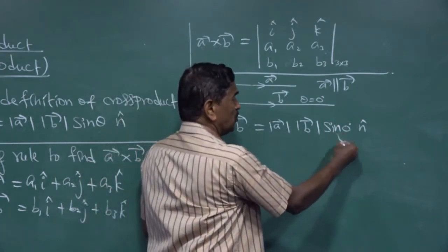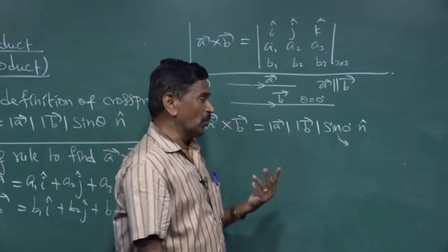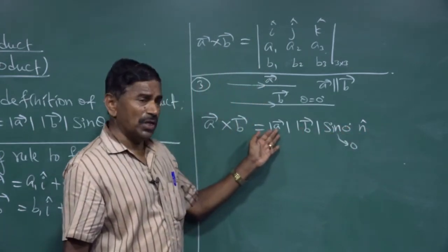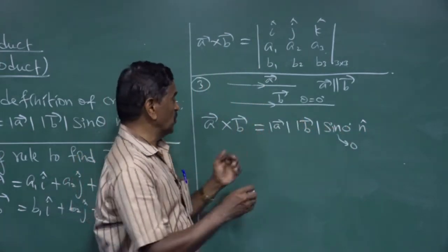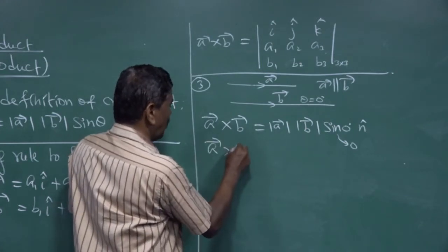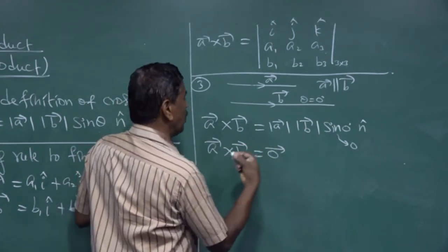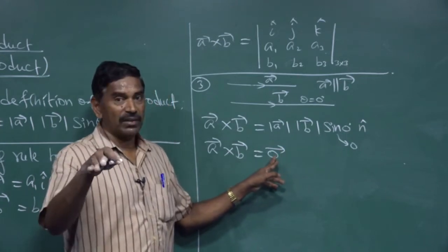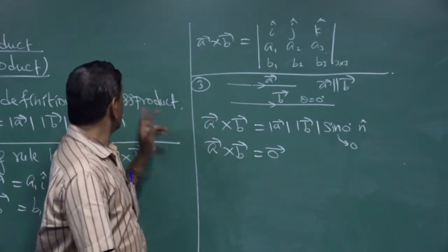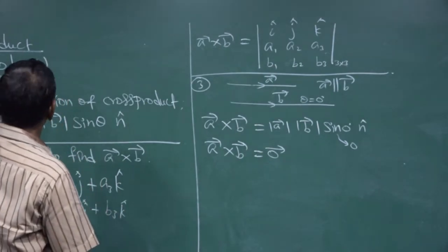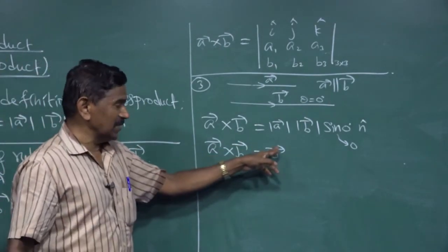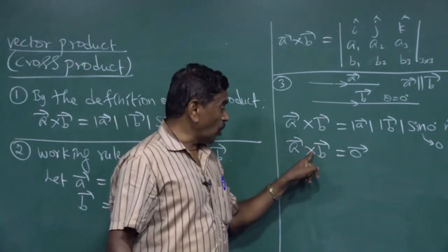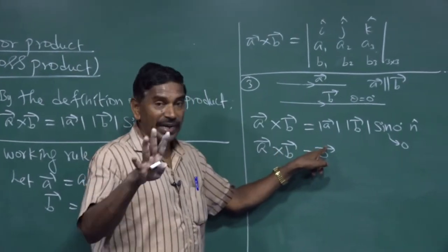What is sine 0? Very good. Sine 0 is 0. 0 into anything is fully 0, so the right side fully becomes 0. That is, A vector cross B vector is equal to 0 vector. Here, 0 is incorrect; 0 vector is correct, because the topic is vector product. Vector product gives a vector answer. That is, cross product gives a vector answer.